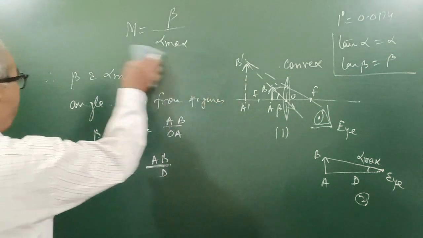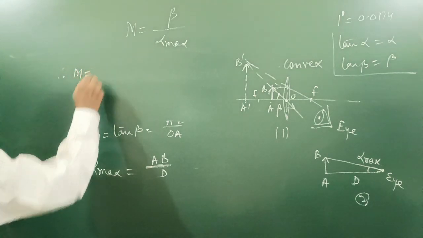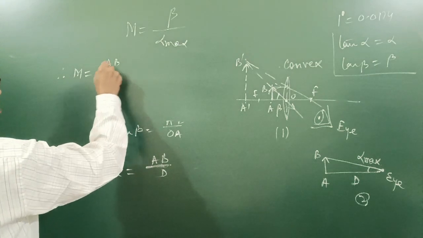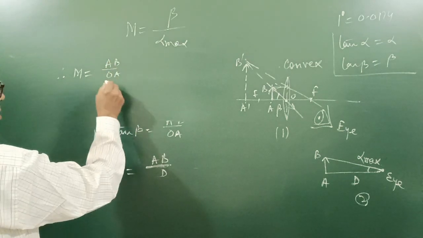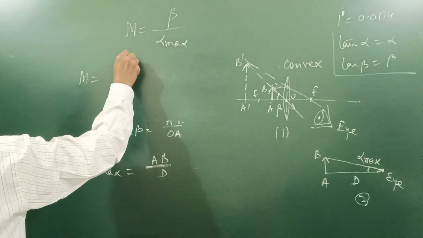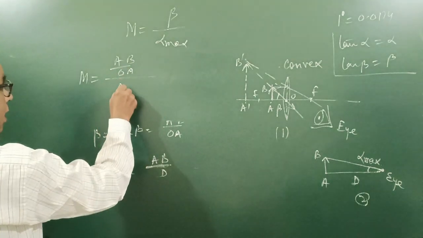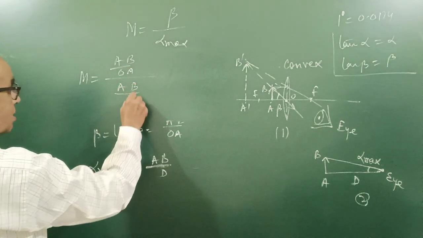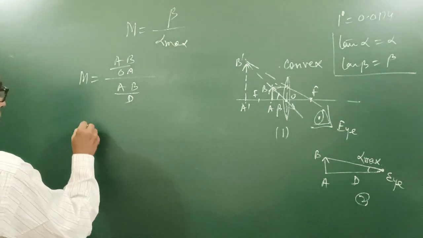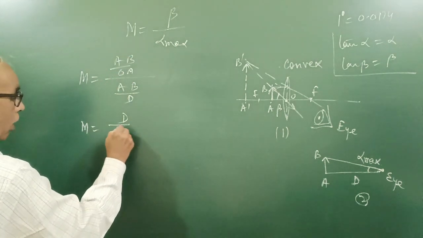So M is equal to, hence capital M, angular magnification, beta upon alpha, which is AB upon OA upon AB upon D, or by mathematics M is equal to AB cancel, D upon OA.